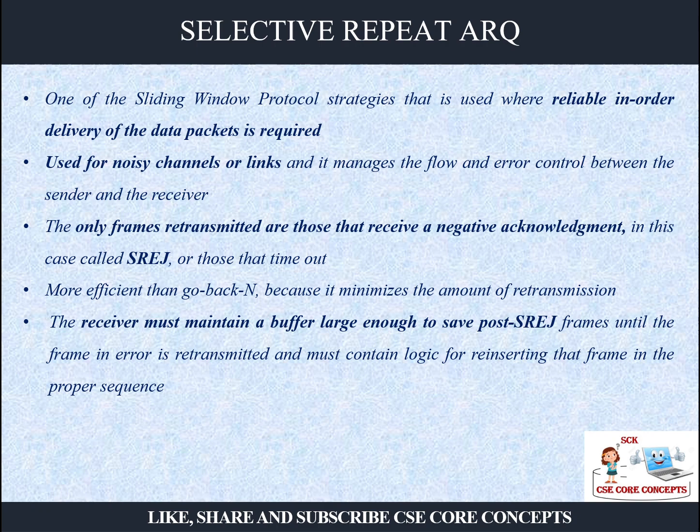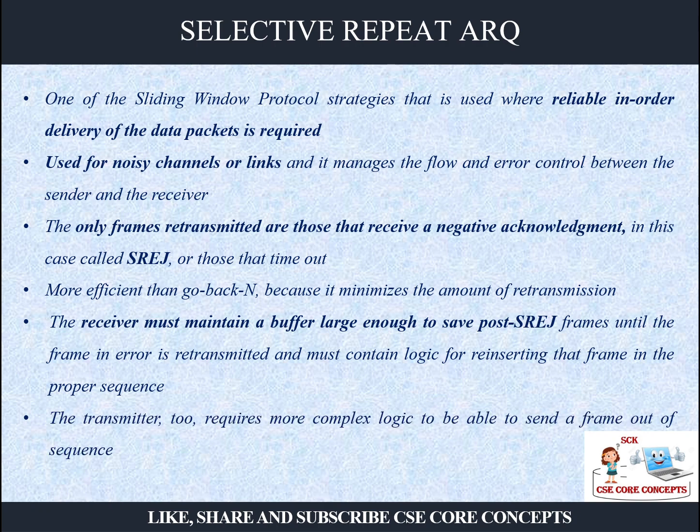In this case the receiver has to have a buffer in which it can keep the other frames, that is the fourth and the fifth, and meanwhile the third frame is getting retransmitted, and when the third frame comes, it should put it in the appropriate place, right? So this is the logic. The receiver requires a buffer to store the frames which are coming after the rejected frame.